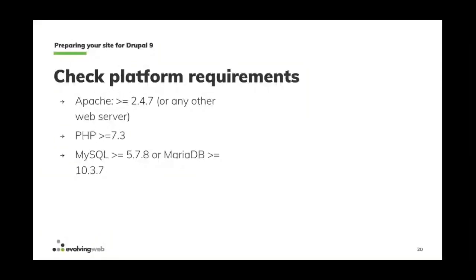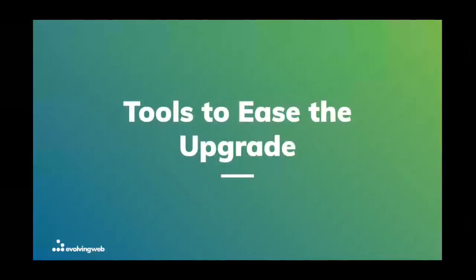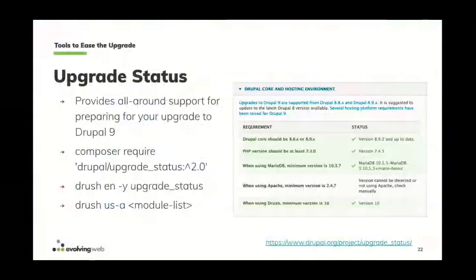So let's talk now about some tools to ease the upgrade to Drupal 9. We'll be talking about Upgrade Status and Rector. Upgrade Status is a Drupal module that came out to help people upgrade their sites to Drupal 9. It provides all-around support for preparing your site to upgrade to Drupal 9.